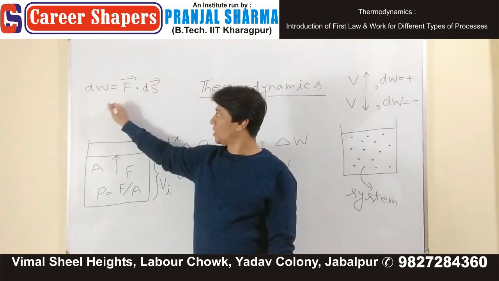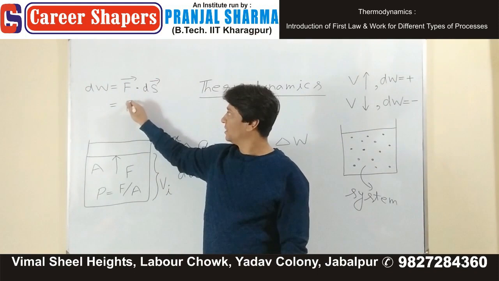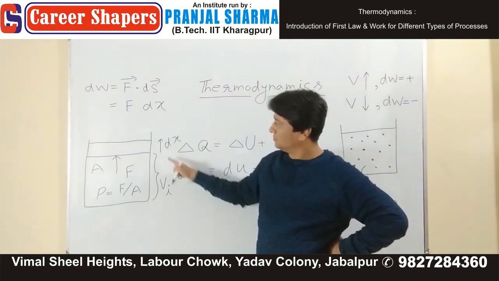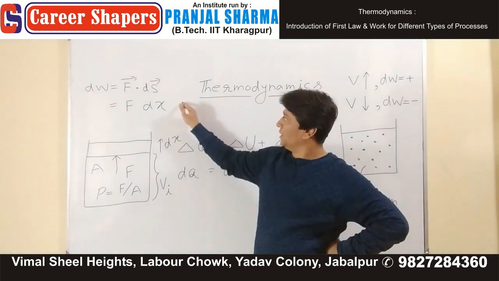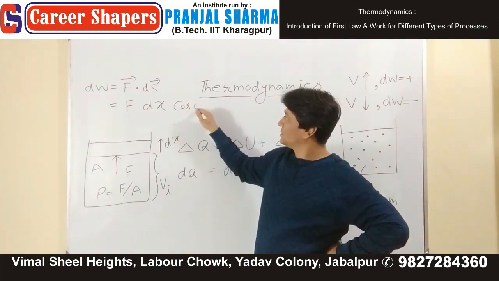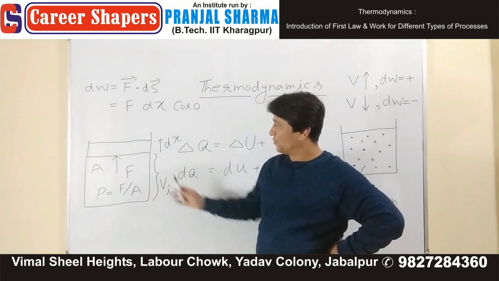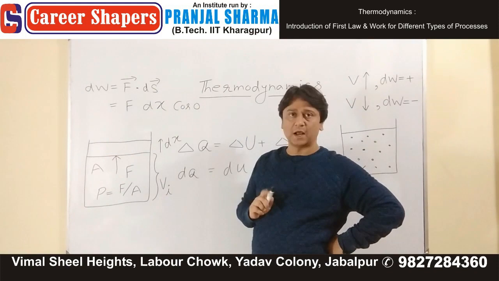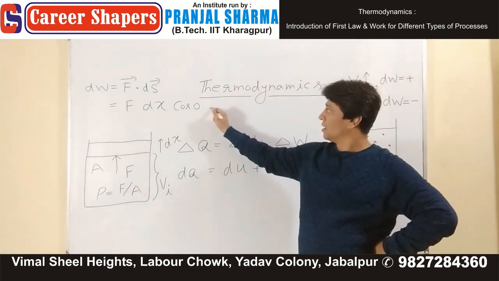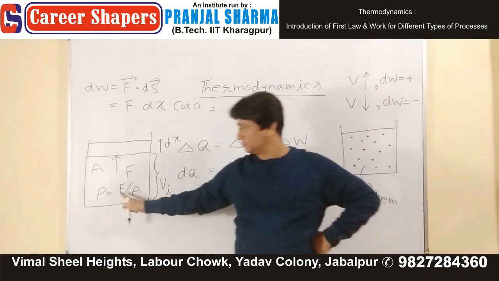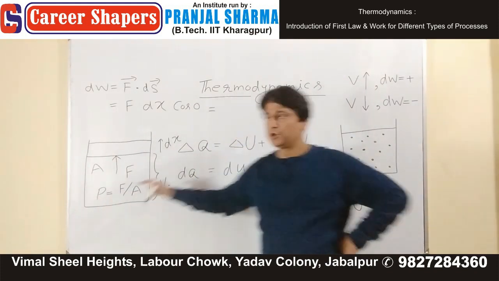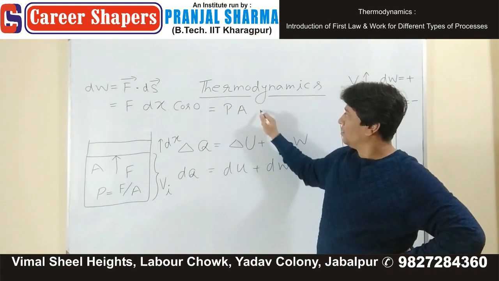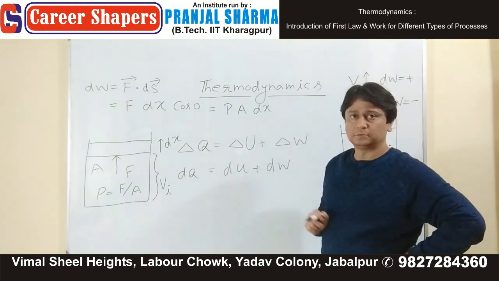How do you open the dot product? Magnitude of F, magnitude of ds, which is dx, into cos of 0. Where is the force acting? Upward. The displacement is also upward, so what angle came out? 0. What is F? P into A, multiplied by dx.